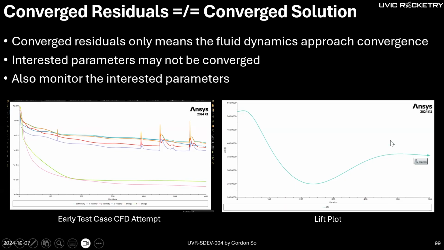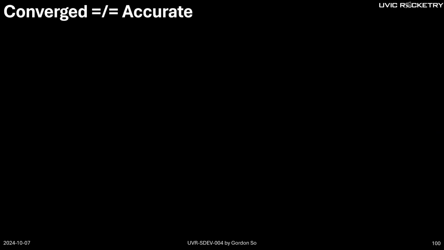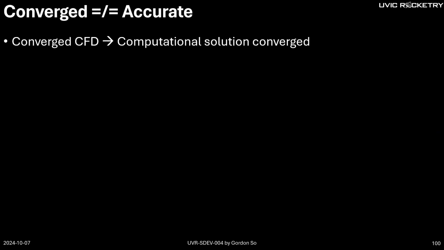That's something that you don't really want, because that just means the parameter you're interested in is just not accurate enough. So sometimes you want to wait a bit more, but at some point you kind of need to call it, and you will see in the test case, because you're just wasting time. Maybe you just need to change some of the settings. And again, convergence doesn't mean an accurate result. Converged CFD just means the solution converged. The software is already as good as it gets.